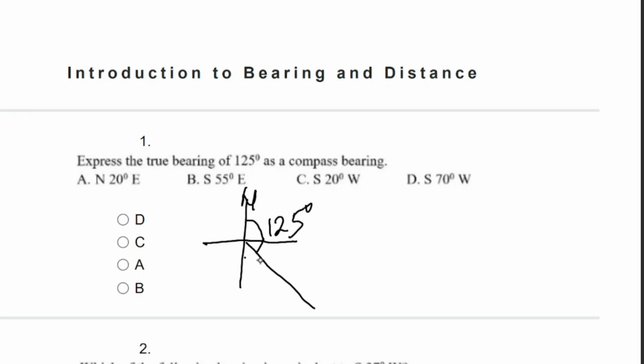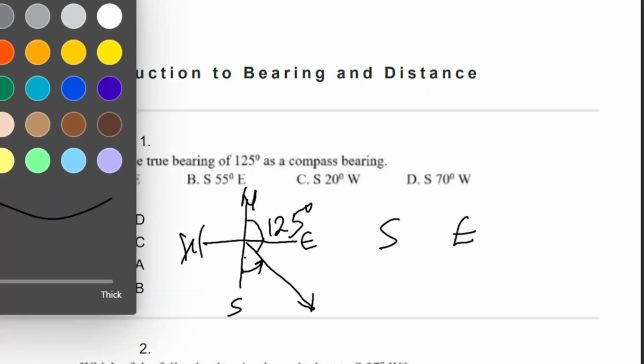Now this line falls between south and east. This is the west. So that means your answer will be south east. We now need to calculate. We are starting from south because in compass bearing you start from the north or south, and you can move either clockwise or anti-clockwise. In this case, this is anti-clockwise, so it's going back. You start from the south, moving towards the east. So what is this angle? That is what we want to look at now.